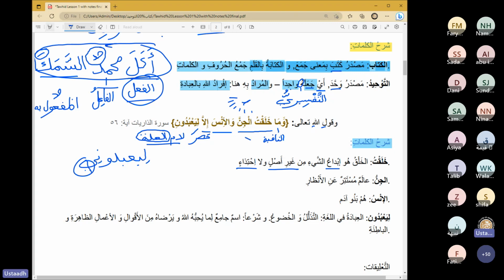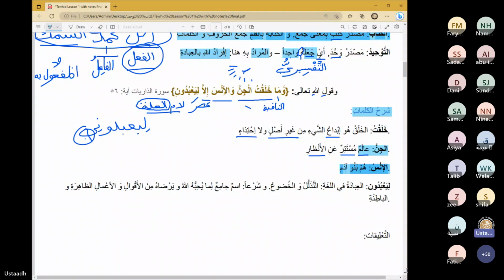Okay, then we carry on to Al-Jinn, alamun mustatirun anil absar. So alam is a creation, mustatir, which is hidden. So it's a creation that is hidden, an from al-absar, which is the plural of basar, from sight, i.e. we can't see them. So everybody understands that. Al-Ins hum Banu Adam. They are the children of Adam.